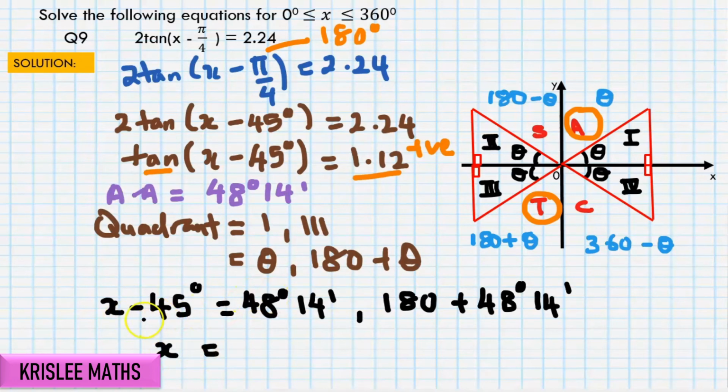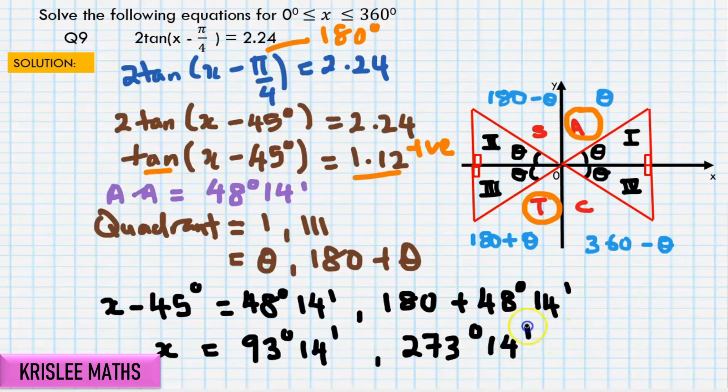Remember, form the equation x minus 45 equals 48 degrees 14 minutes, and you simplify the equation, you will get 93 degrees and 14 minutes. The second equation will be x minus 45 equals the total of this. Simplify and you will get the answer as 273 degrees and 14 minutes.